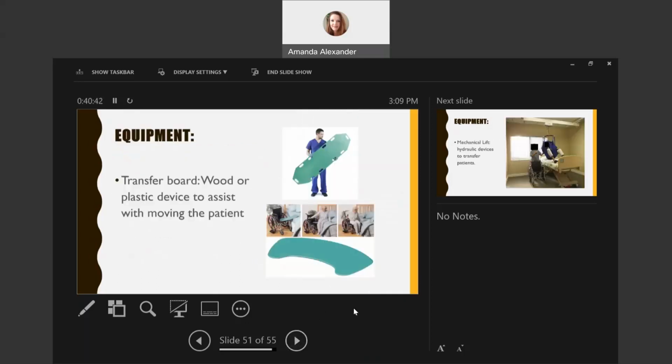Some equipment that we may have to use is a transfer board. Usually these are flexible plastic nowadays, so you can wipe them down. These will be going away from what I'm being told, because we have inflatable devices. It takes less work to transfer the patient from one surface to another.